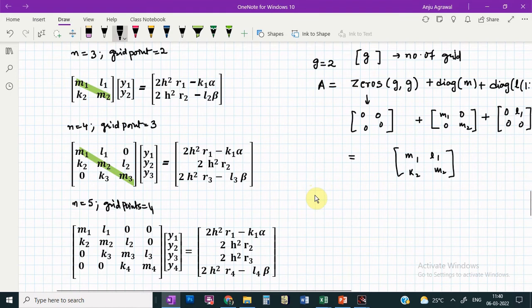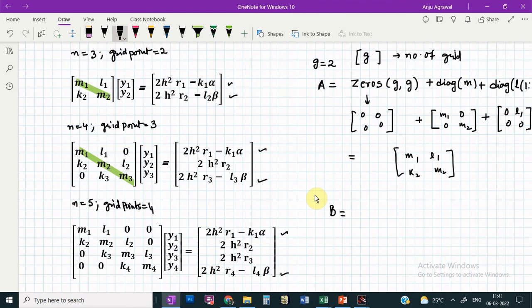Now let us look at the matrix B. In order to create the matrix B, we see that when the number of grid points is 2, we have only 2 elements in B, which is this and this. For the 3 grid points case, the first and the last element will be given by this, and the second element in the column vector B will be this. For 4 grid points, again the first and the last element are given by this, and the second and third elements will be given by this.